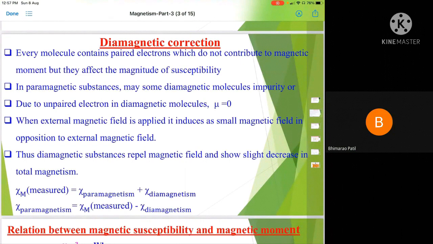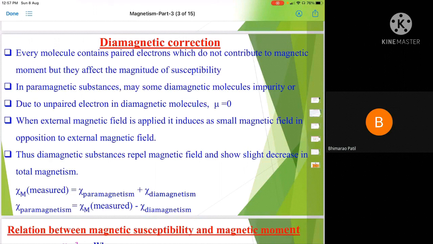You know that every molecule contains paired electrons which do not contribute to the magnetic moment, but they affect the magnetic susceptibility of paramagnetic, ferromagnetic, ferrimagnetic or antiferromagnetic substances. In a paramagnetic substance there may be some diamagnetic molecules as impurity, or atoms that are aligned opposite to each other, therefore diamagnetism will exist.